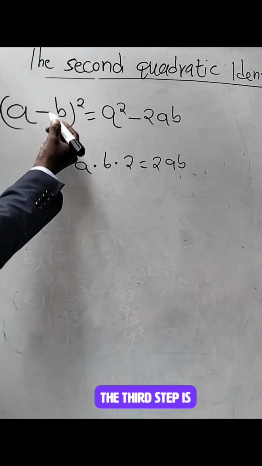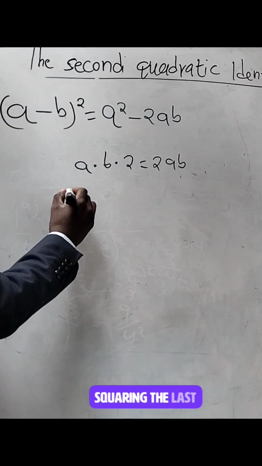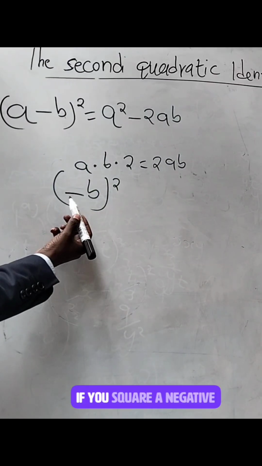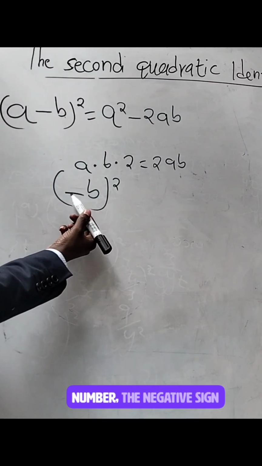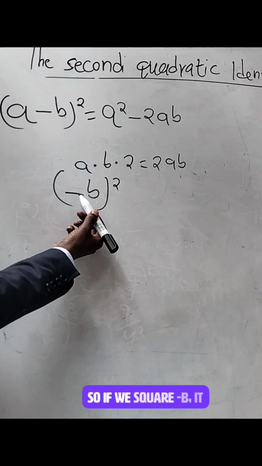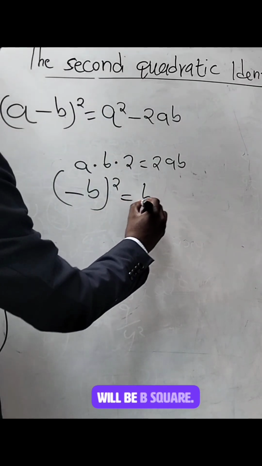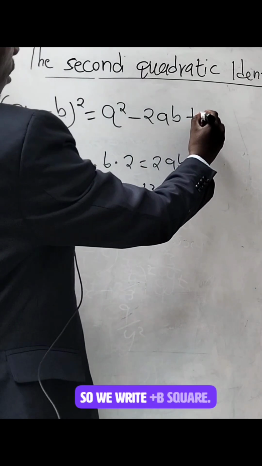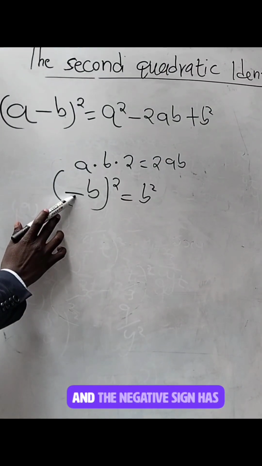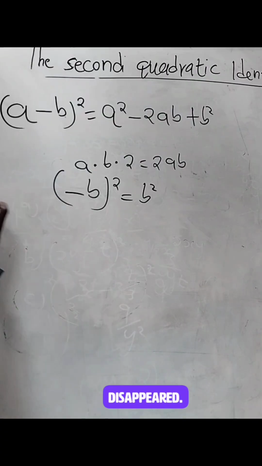The third step is squaring the last element, that is negative b square. If you square a negative number, the negative sign will disappear. So if we square minus b, it will be b square. So we write plus b square. We have written plus because we have squared and the negative sign has disappeared.